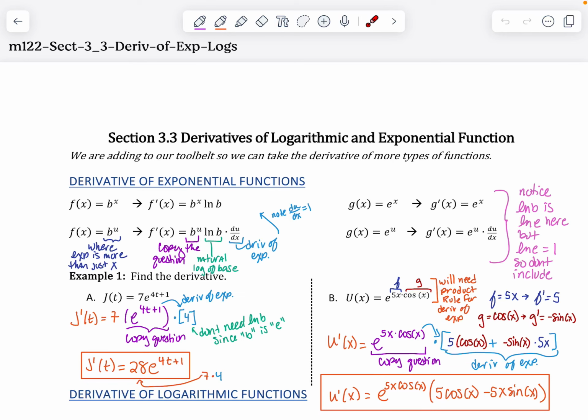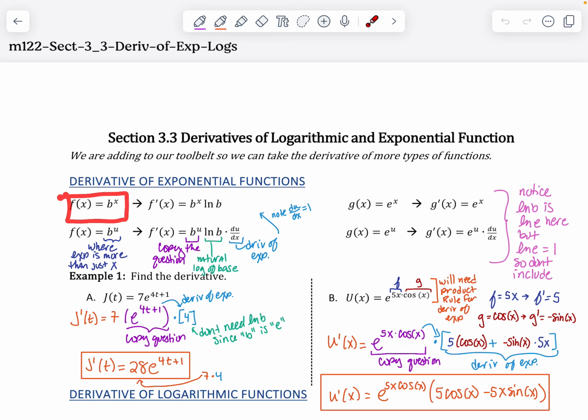Section 3.3, we're now going to take derivatives of both log and exponential functions. So basically we're just adding to the tool belt the derivatives that we can take, so we've got more types of functions to find their rate of change. Let's go ahead and start with an exponential function.